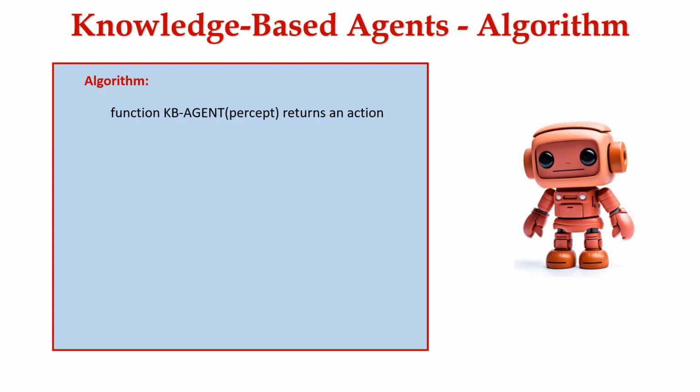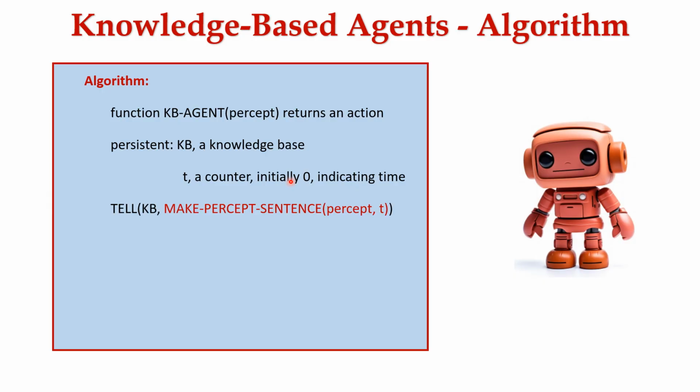Now let's check out the algorithm for knowledge-based agents. Here, the function name is KB agent. Input is to perceive the given environment by the agent, and the output is action taken in the environment by the agent. The agent starts with two important things, namely knowledge base and a time counter. Knowledge base holds rules and facts required by the agent, and the time counter initially starts with 0 and helps the agent to track when things happen.